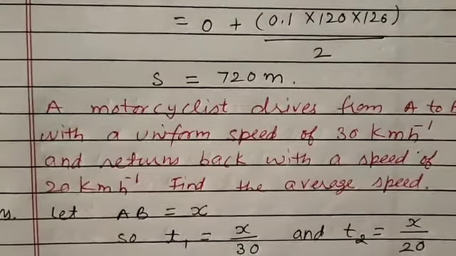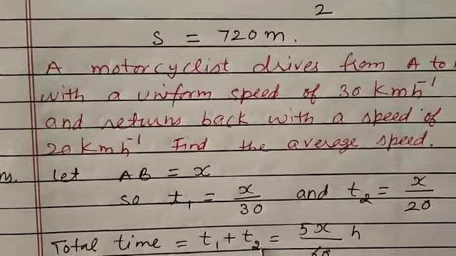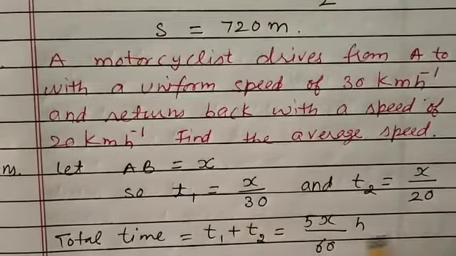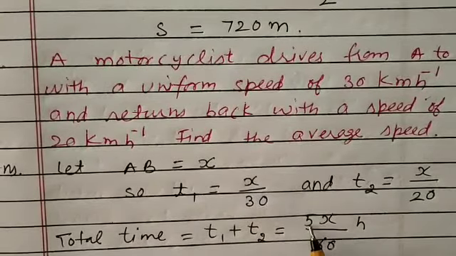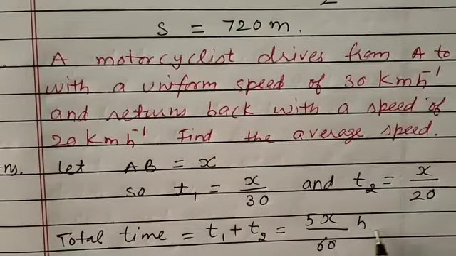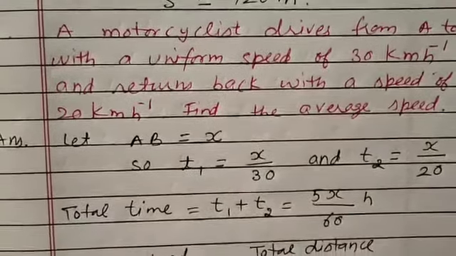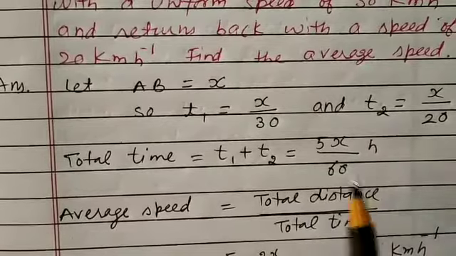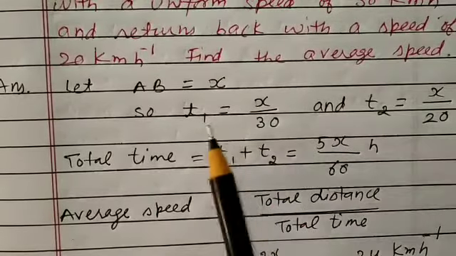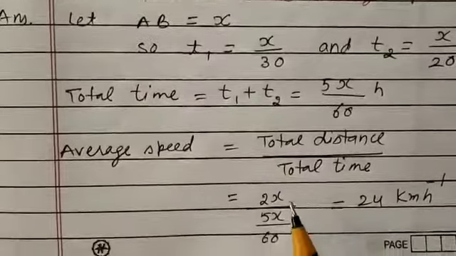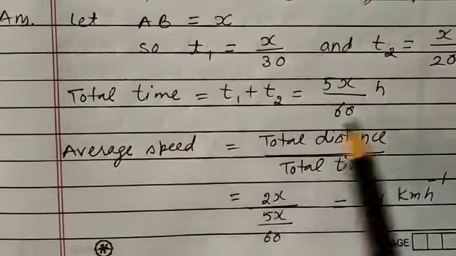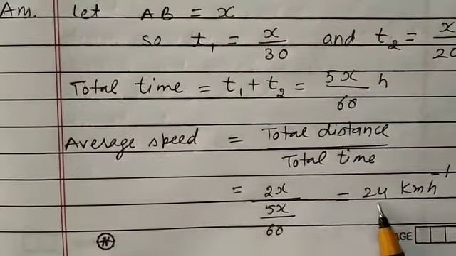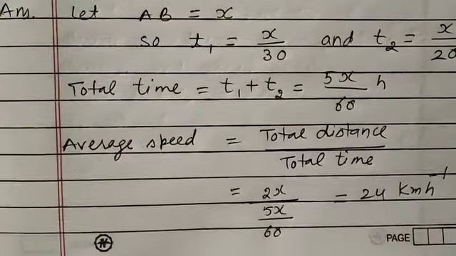So total time t1 plus t2, to and fro, if we add x by 30 and x by 20, by taking LCM we will get 5x by 60. And we have the formula for average speed, that is total distance divided by total time. Total distance in to and fro motion is x plus x, that comes out to be 2x, and total time we have already calculated as 5x by 60. If we solve it, we will get 24 km per hour.